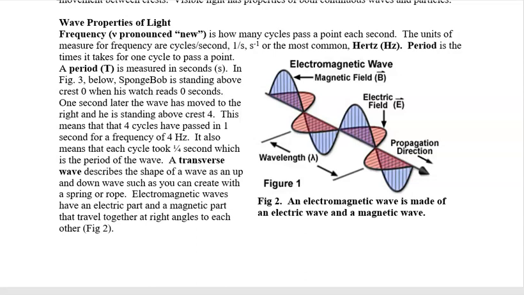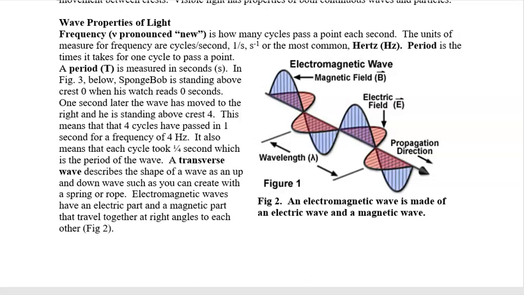So frequency, nu, pronounced nu, is how many cycles pass a point each second. The units of measure for frequency are cycles per second. It can also be expressed as 1 over seconds, seconds to the negative first power, which is 1 over seconds, or the most common is called a hertz, and it's just abbreviated Hz. So that's the unit of measure for frequency. Again, it's how many cycles pass a point each second.